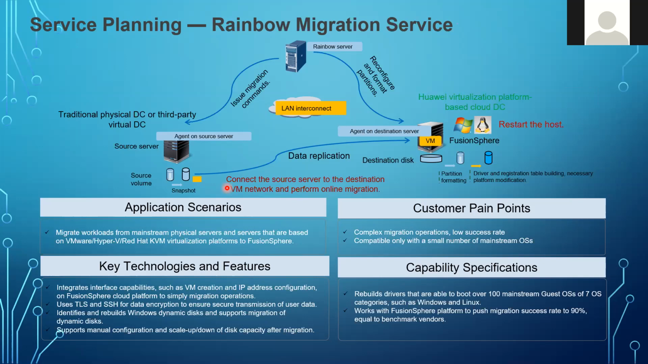So you have to plan and design accordingly, and you have to study the customer's existing environment, what they are using and what version they are using. So it is possible that we can migrate data from VMware, Hyper-V, KVM, Xen to Huawei FusionSphere. It is possible, so this tool can be used.